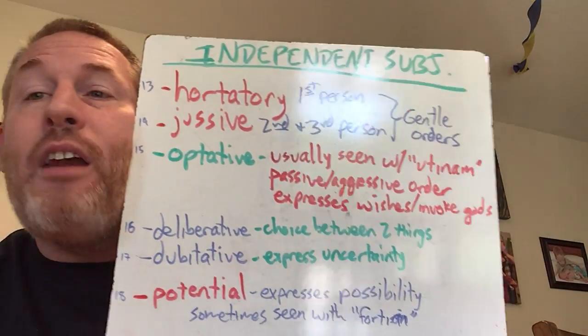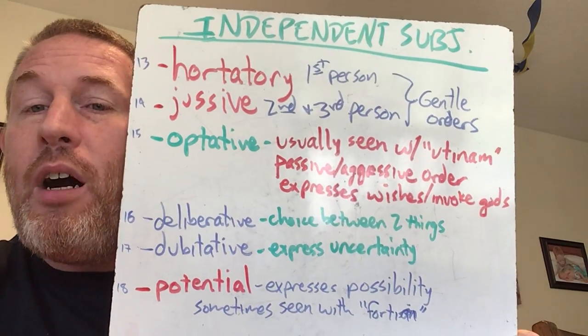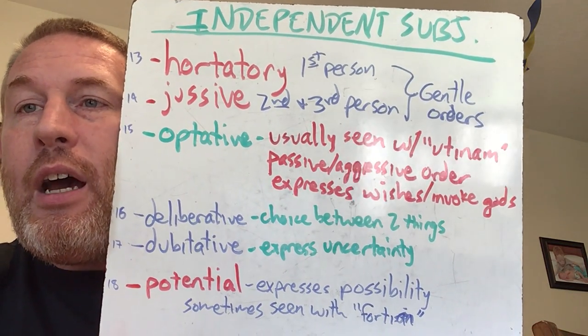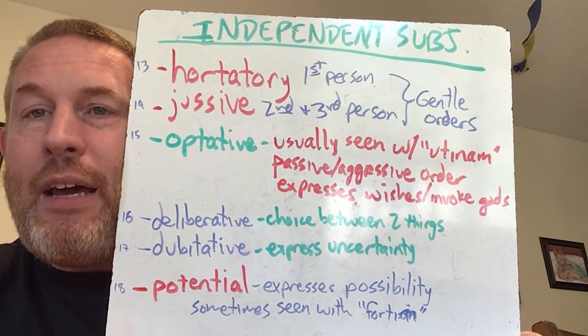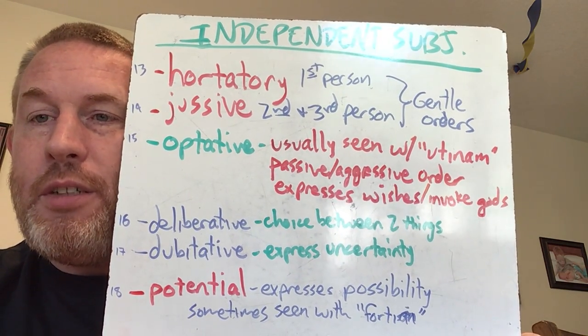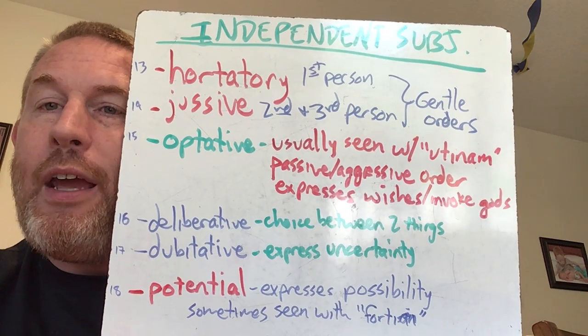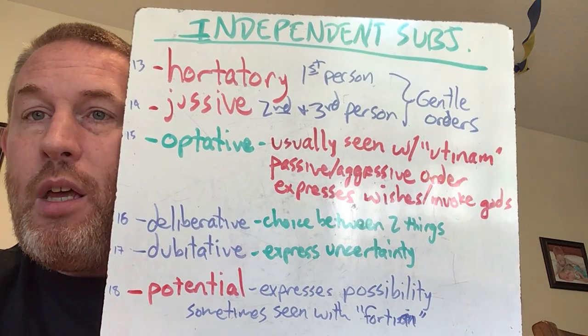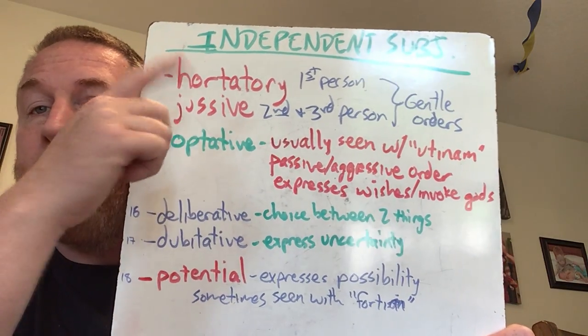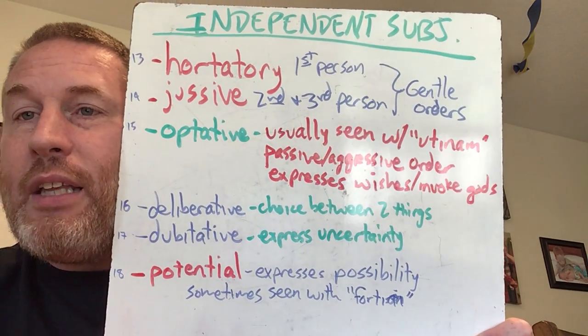And there are, I numbered them because this is how it should be on your list. Yeah, I know it goes to 18, so it's 13 through 18. I numbered them accordingly, so put them in that order. Okay. There is the hortatory, the jussive, the optative, the deliberative, the dubitative, and the potential. So that's the independent subjunctives. Again, your book only covers these two, but I say let's do them all.